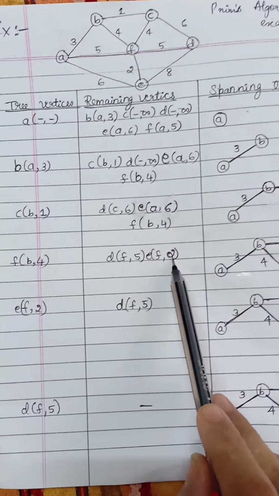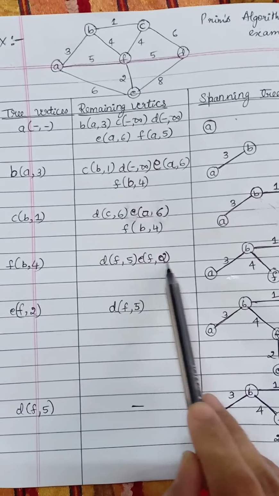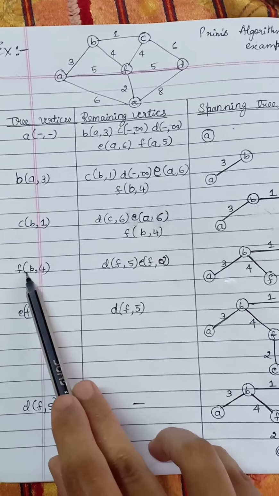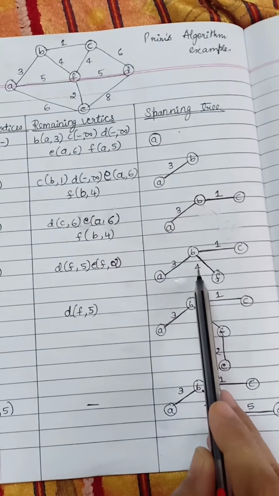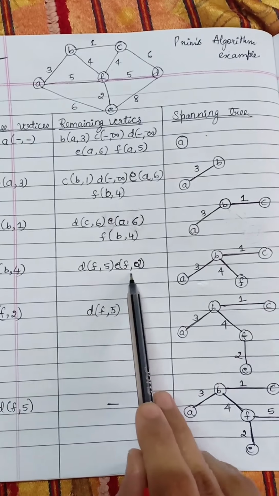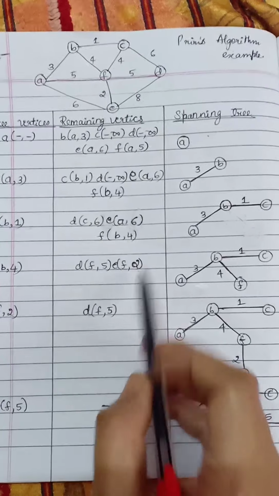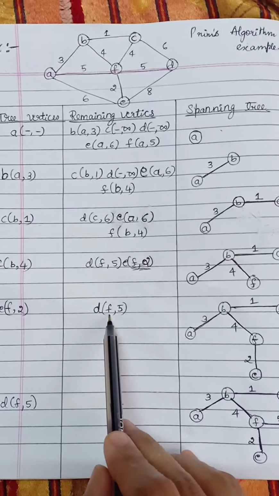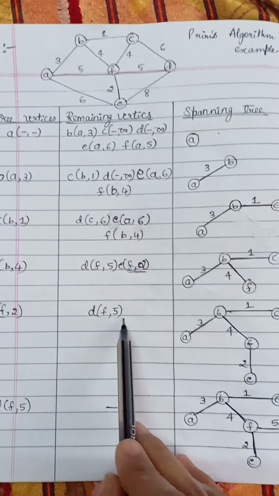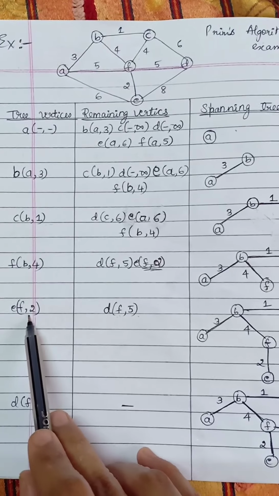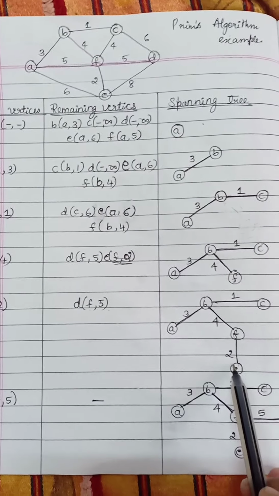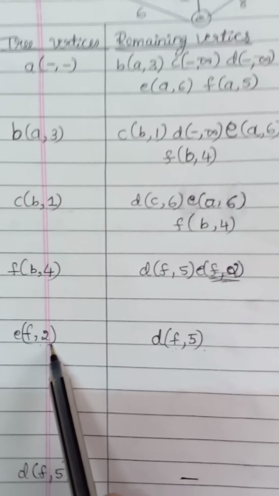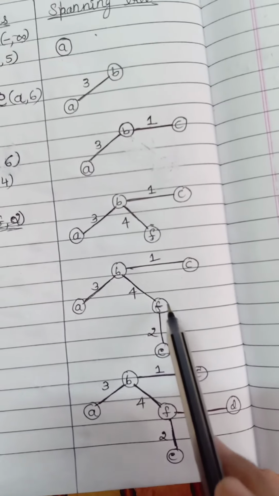From these two, which is the minimum? Again the minimum is E of F, 2. So you select E of F, 2, and here you had selected the B to F edge, so you have to draw that B to F edge with the respective cost. In the next step, from these two you select the minimum, that is E of F, 2. Now the only remaining vertex is D of F, 5. When you select an edge, you have to immediately draw it. So E of F, 2 you had taken, and you draw that F to E with cost 2.